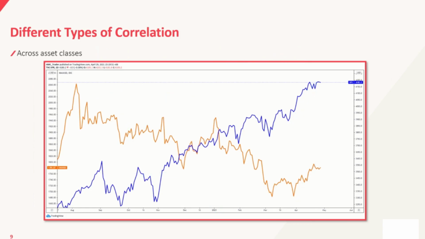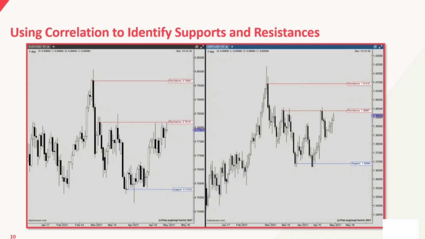So if you guys think that's the end of the types of correlation, surprise, we have more. All right. So correlation can actually also help all of you to identify key supports and resistances as well.